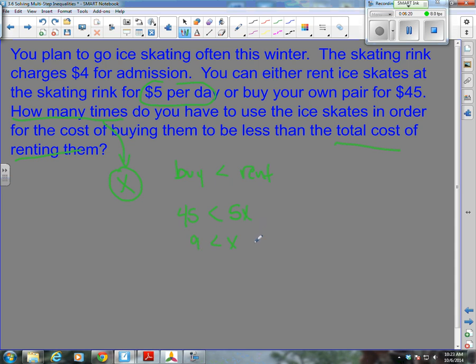So you would say more than 9 times, but you can leave it as x. Let's actually write it like this. X is greater than 9. So you must go more than 9 times so that the price of the skates, the price of buying them, is less than the price of renting them. Okay, let's look at one more.